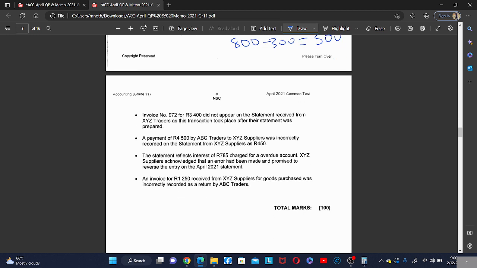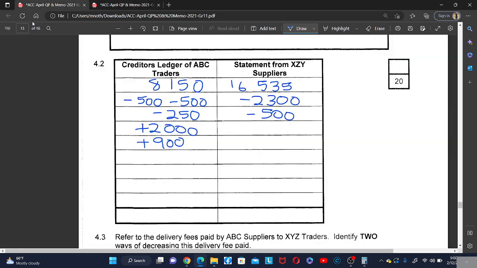Invoice number 972 for 3,400 did not appear on the statement received from XY suppliers as this transaction took place after their statement was received. Invoice, meaning that we bought the goods on credit. So the statement is supposed to increase here, and this money did not appear in the statement. So let's go and make it appear.